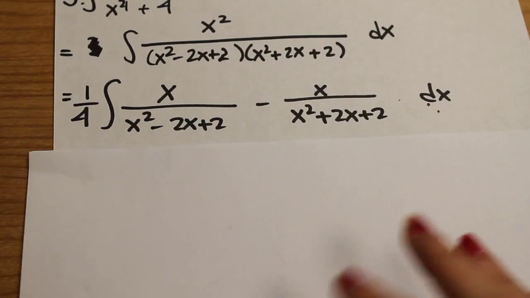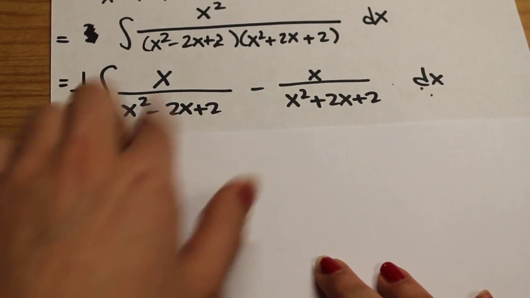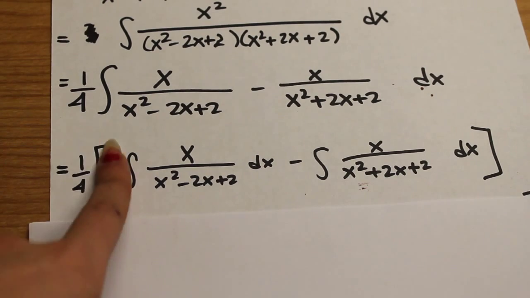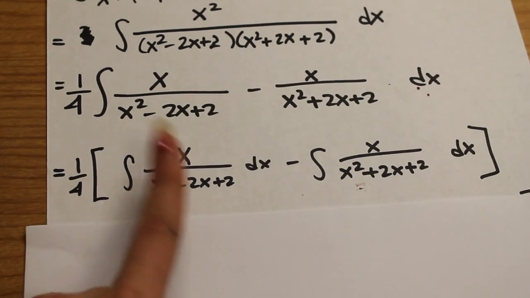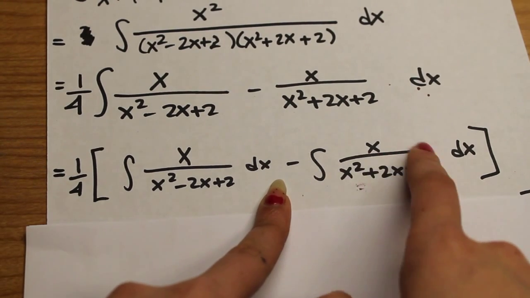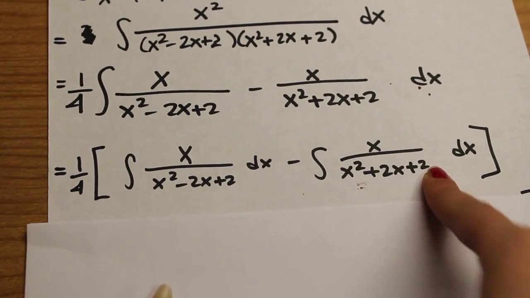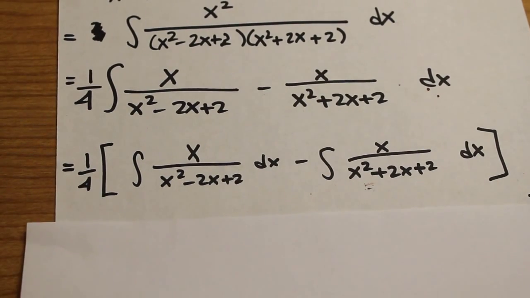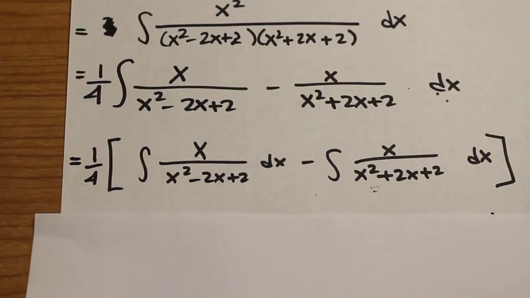And then I didn't know what else to do, so I just split these into two separate integrals. So I had 1 over 4 times the integral of x over x squared minus 2x plus 2, minus the integral of 1 over x squared plus 2x plus 2. Now, what I did here is just sit for a while and look at the question and hope something comes to me.